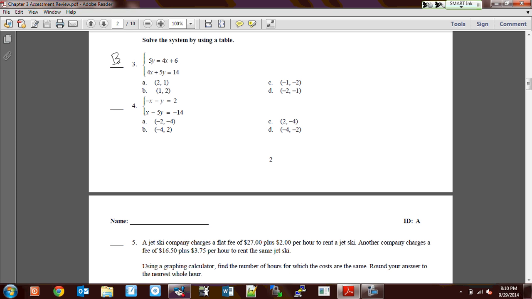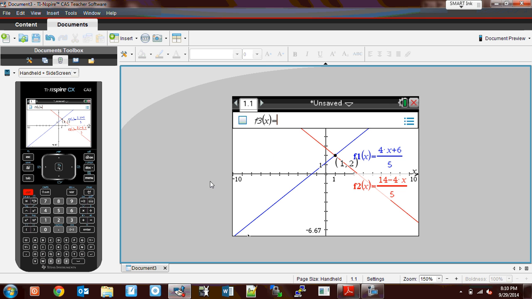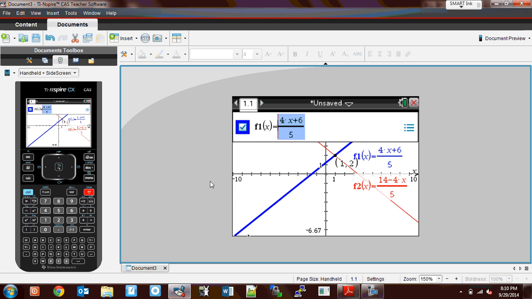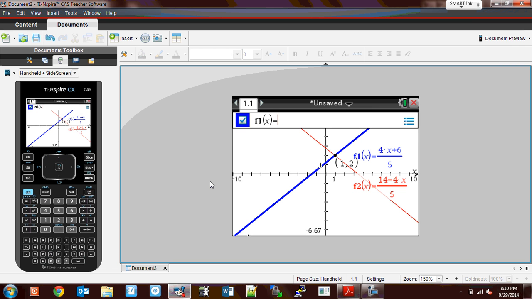Alright. So now let's look at the other one. We have negative x minus y equals 2, and we have x minus 5y equals negative 14. Let's flip over to the graph and graph these. Control G. I'm just going to replace this function. So our first one is negative x minus y equals 2. So we know we're going to multiply everything by negative 1.